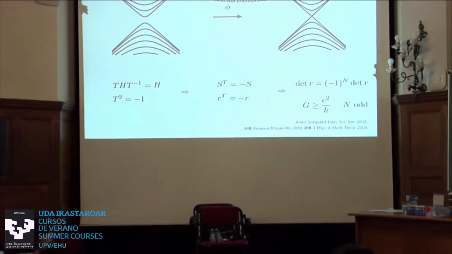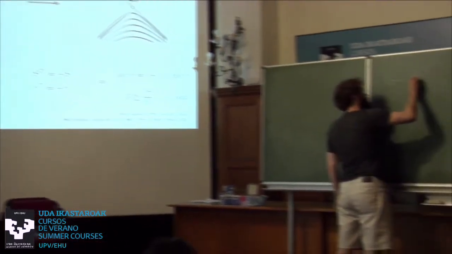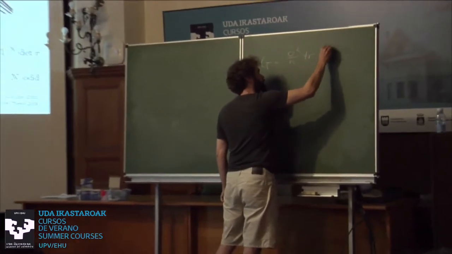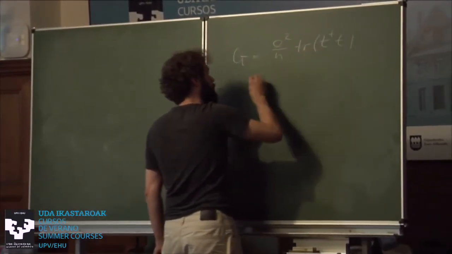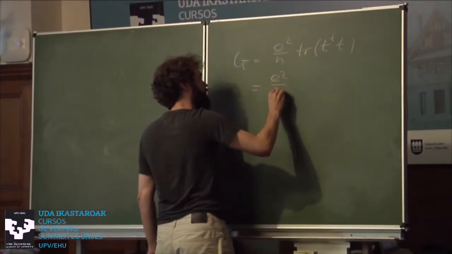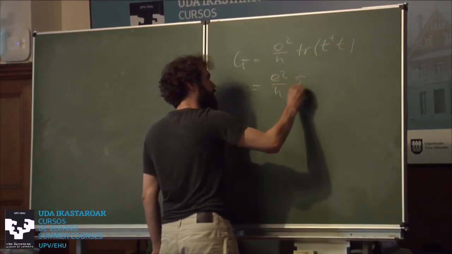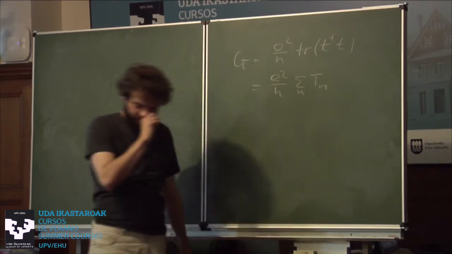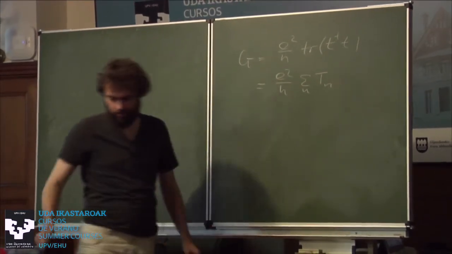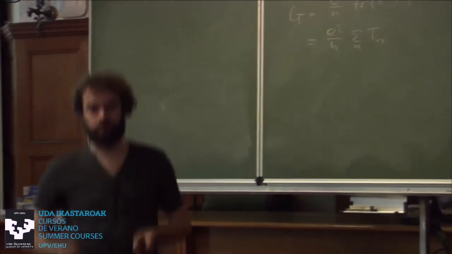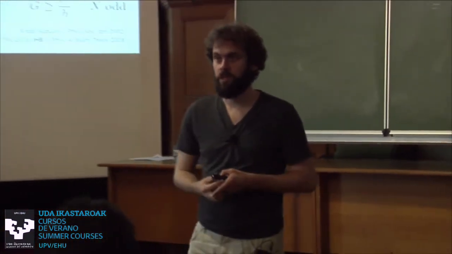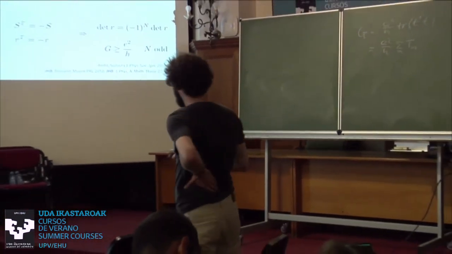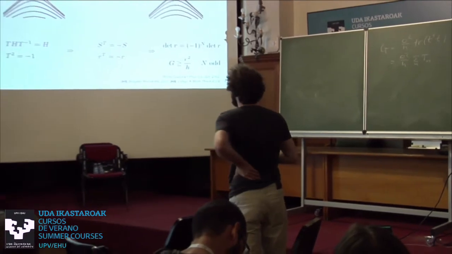If you remember the Landauer formula, it tells us that the conductance is e squared over h times the trace of T dagger T, which is equal to the sum of the eigenvalues of this matrix. And if one of them is 1, then this has to be larger or equal to 1. Okay?